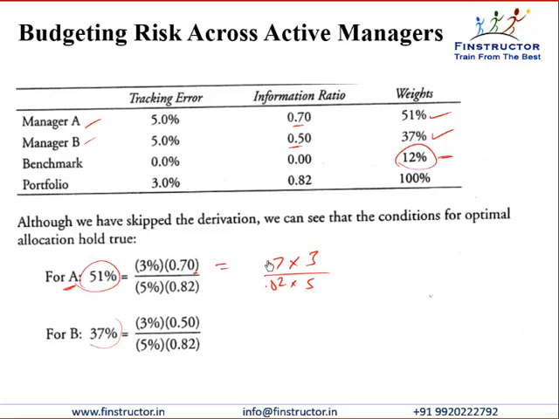So remember, it is the information ratio of the manager divided by the information ratio of the portfolio multiplied by the tracking error of the portfolio divided by the tracking error of the manager. That will be the optimal weight that should be allocated to the active managers.